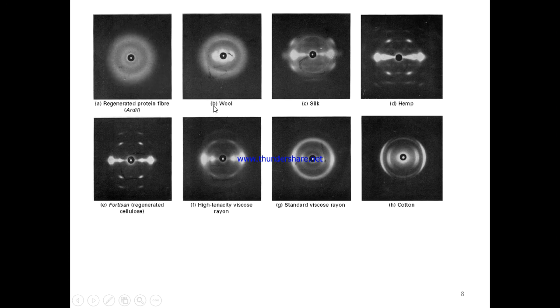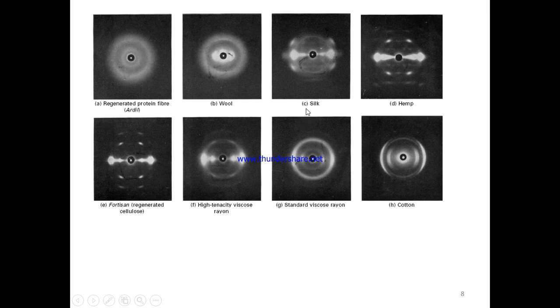The second one, you can see the diffraction spectra of wool. Here the lines are not prominent. The circles are not prominent. So that means the wool is not a highly crystalline fiber. As you know, wool has only 35% crystallinity.